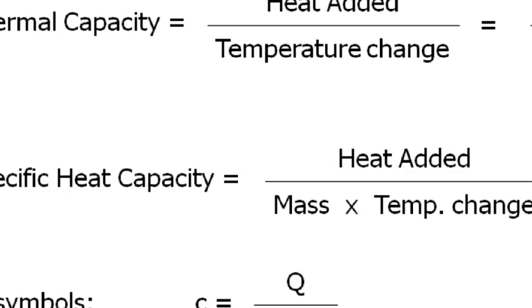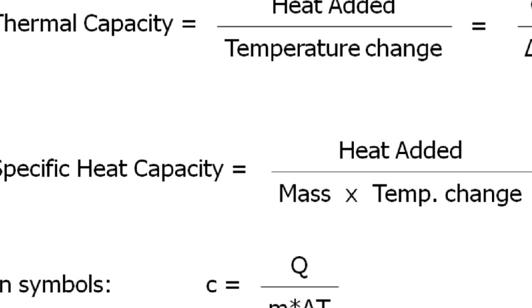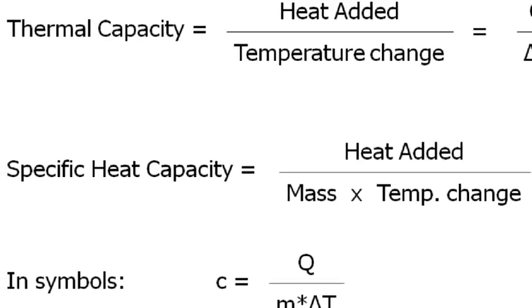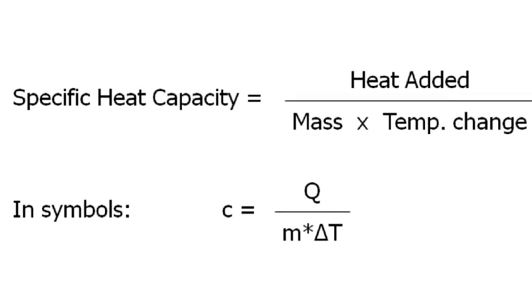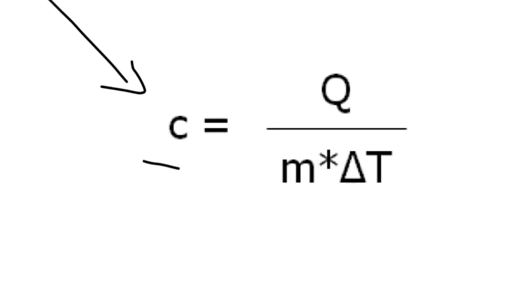What about specific heat capacity? Well, specific heat capacity is equal to heat added divided by, so heat added again, temperature change again, also there. But we have mass now. So heat added is divided by the mass times the temperature change. What does that look like in symbols? We abbreviate specific heat capacity as a little c. So in symbols, this is your formula for specific heat capacity.